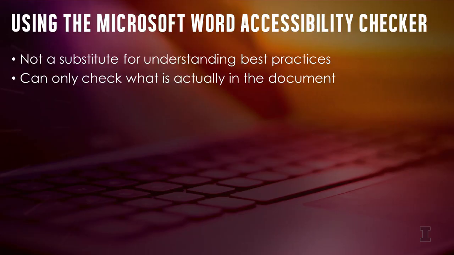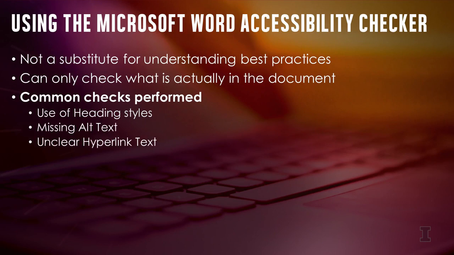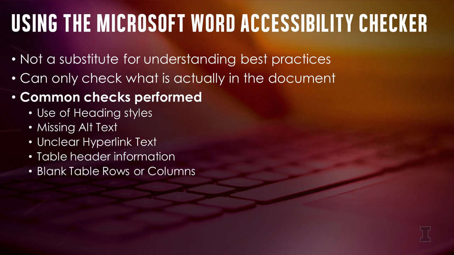When we demo this tool, you're going to get a sense very quickly of what the accessibility checker misses in its checking. It can really only check what is actually in the document according to a specific set of checks. The accessibility checker cannot make recommendations. Some of the common checks that it performs include the use of heading styles, missing alt text, unclear hyperlink text, table heading information, and then checks for blank table rows or columns.